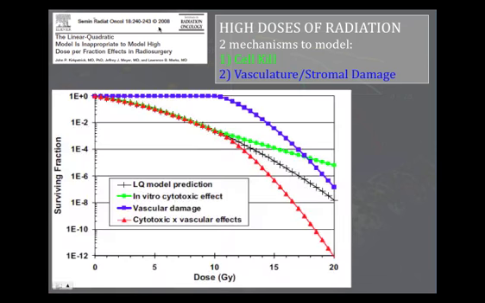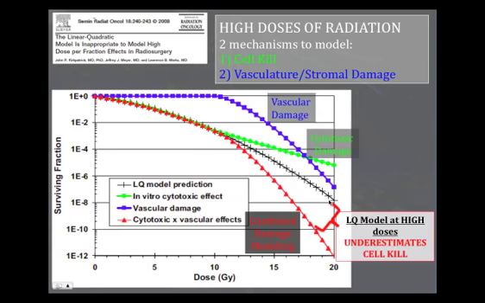So what happens? Here we see a publication contesting the use of the linear quadratic model in the radiosurgery setting. This curve shows the survival function for vascular damage. This one is the cytotoxic damage that we know, and it's predicted in the linear quadratic model. When you add all this up, you see the linear quadratic model actually underestimates cell kill when you are applying high dose per fraction of radiation, or high dose radiosurgery.